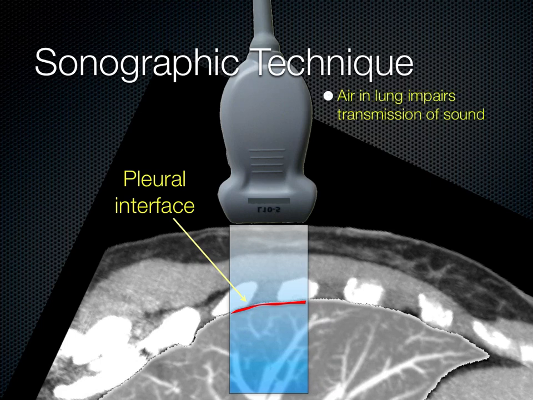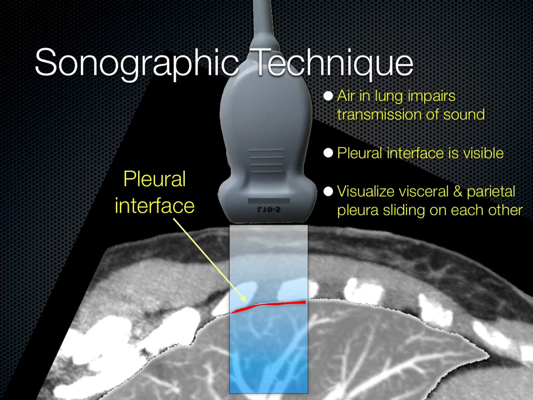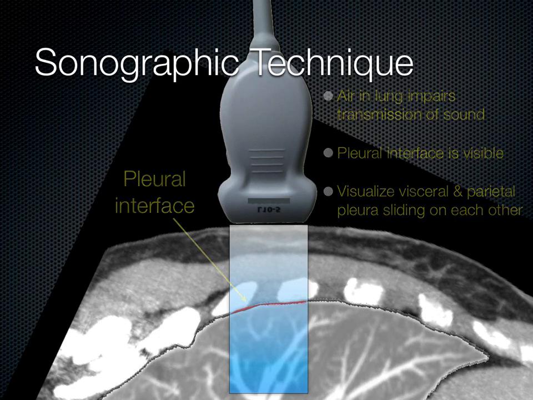The air in the lung beyond that interface impairs the transmission of sound, so unless the lung is fairly consolidated or full of fluid, you won't see the lung itself. You might see some A lines, you might see some B lines, but the pleural interface is very visible, and you can see that movement.